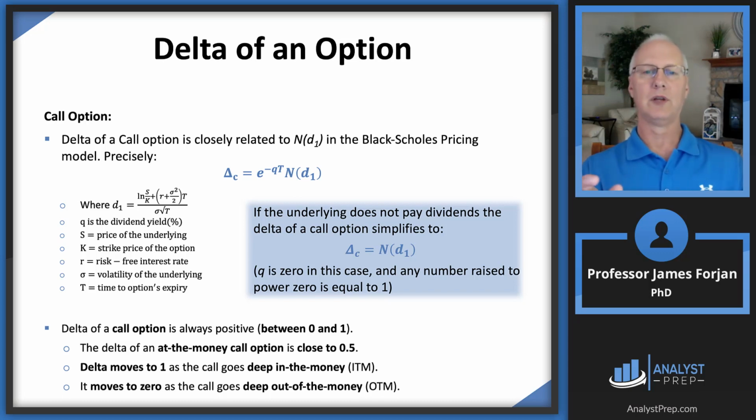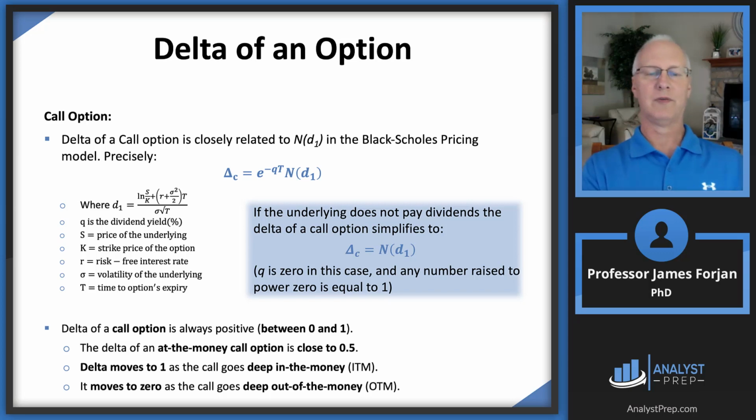So what you're doing is you're going to discount the non-dividend paying N(d1). So if the N(d1) is 0.5, then on a dividend paying stock it might be 0.48 or something. So it's just going to be a little bit less. So I think that distinction is probably important. So remember, dividend paying stock versus non-dividend paying stock.